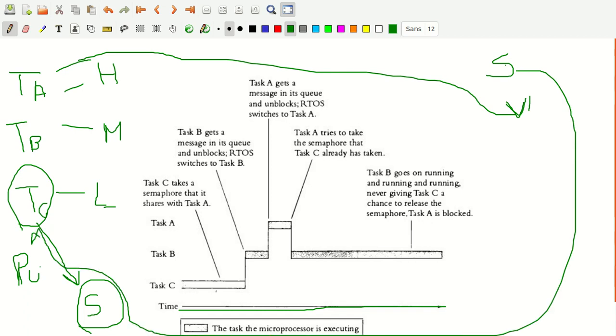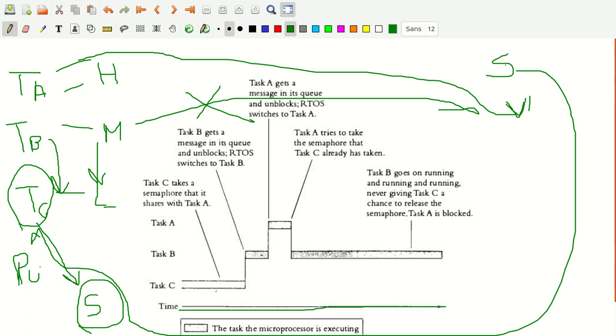After some time, task B comes. Task B's priority is more than task C, but it doesn't want this variable. Obviously task B has higher priority than task C. Task B will definitely preempt task C, because task B has higher priority than task C.